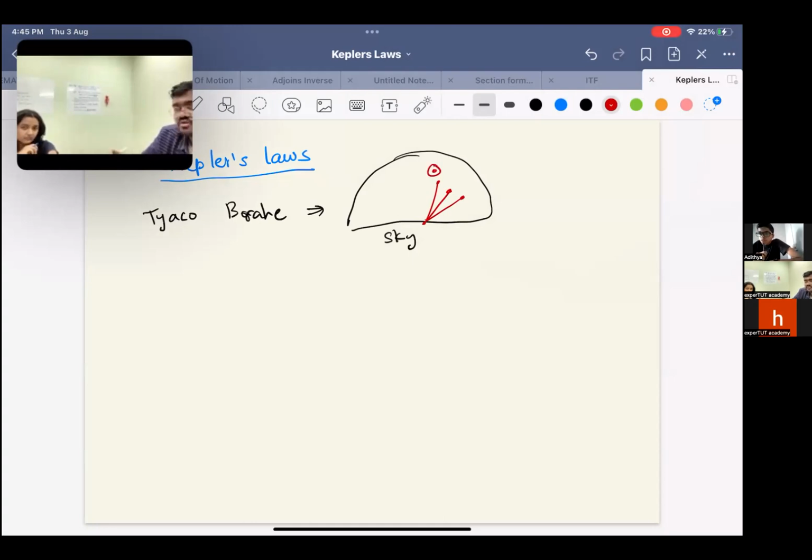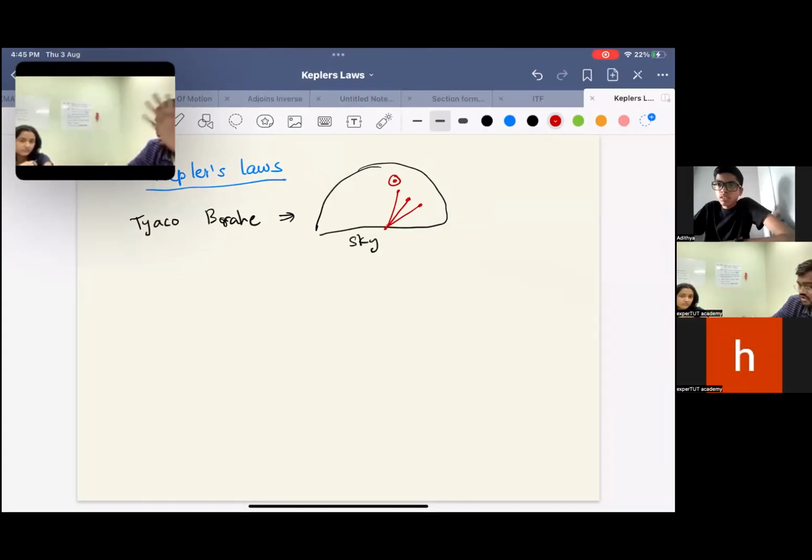So you have constellations, right? The concept of constellations is very old. Let's say a constellation, Ursa Major, Ursa Minor. You have some very famous stars in the sky.